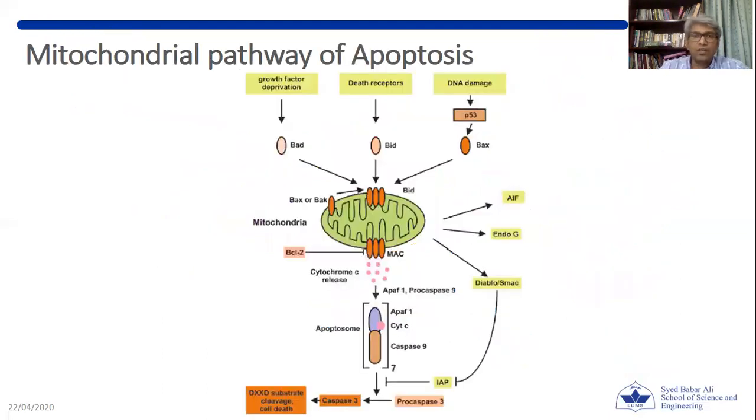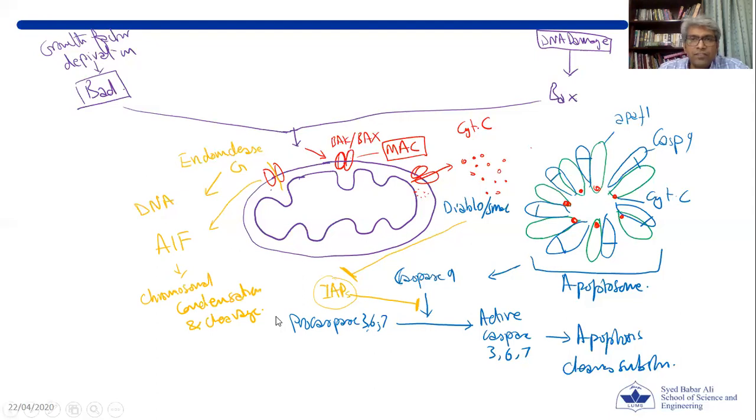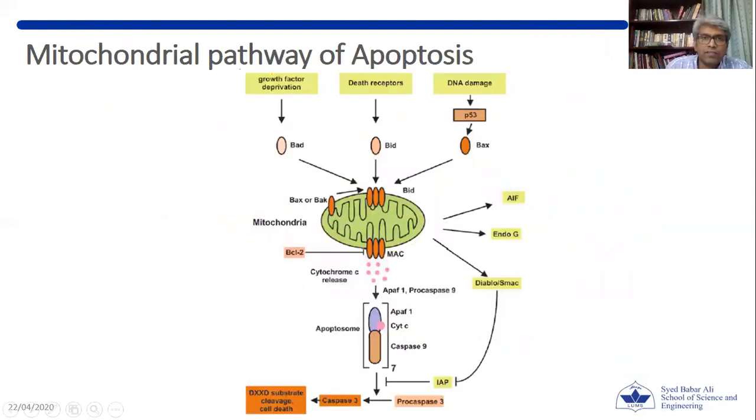So this is how your intrinsic pathway works. You have growth factor deprivation. You have DNA damage that induces BH3-only proteins. I will come to death receptors later. And these BH3-only proteins cause an increase in this MAC, the mitochondrial apoptosis-induced channel. What this MAC does is release cytochrome C, which binds to APAF1 and caspase 9, 7 molecules of each, and this causes the activation of caspase 9. So pro-caspase 9 is converted into active caspase 9.